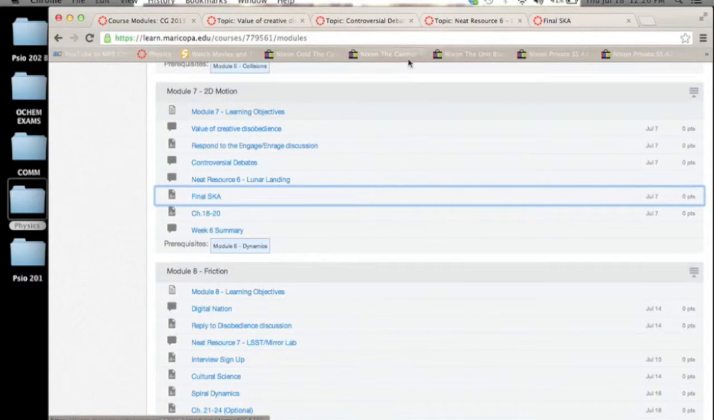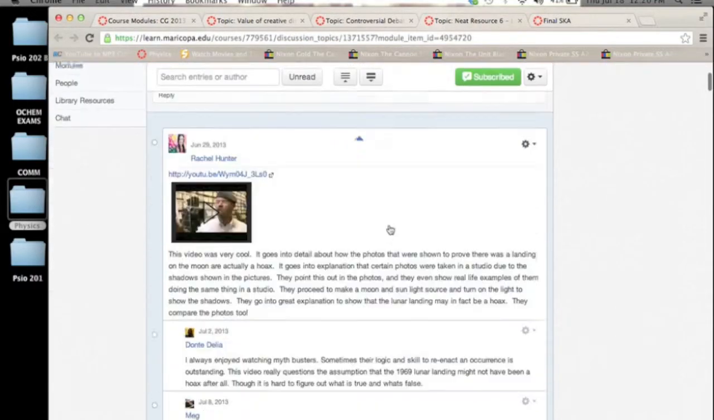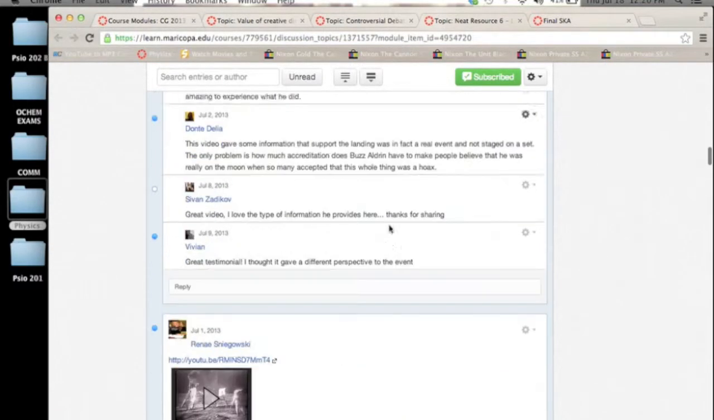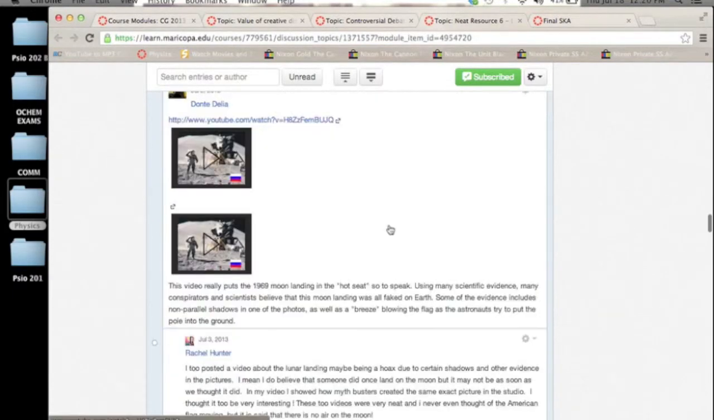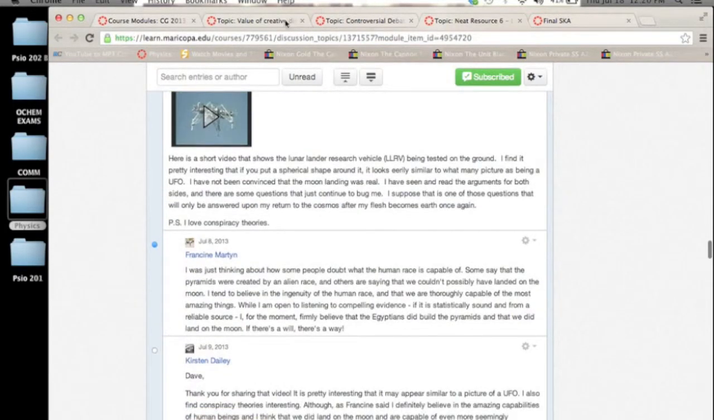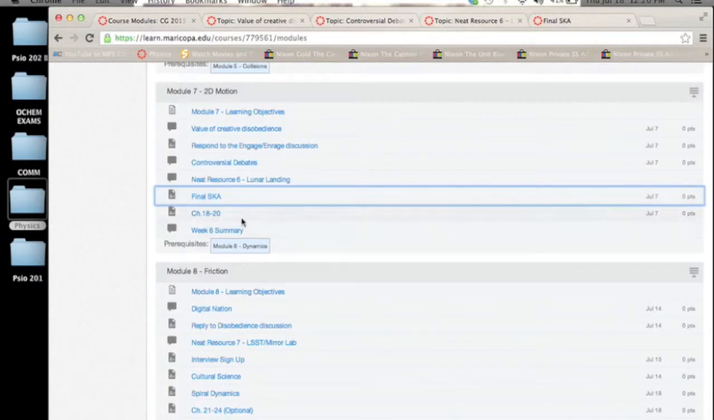Then we go into our neat resources. Number 6 is the lunar landing. I found a video of Apollo and how when it first landed, and it gave a video perspective of what it looked like putting the flag into the moon. So that was cool. And then we finished off with the final SKA.